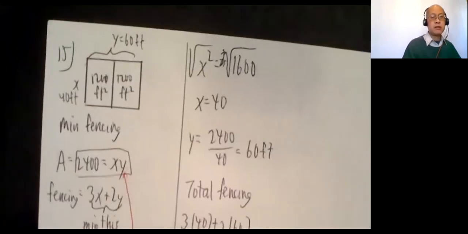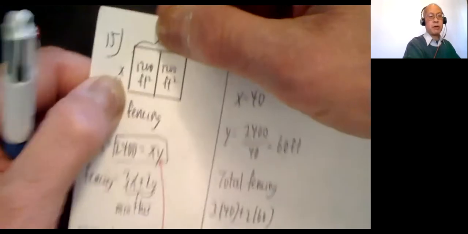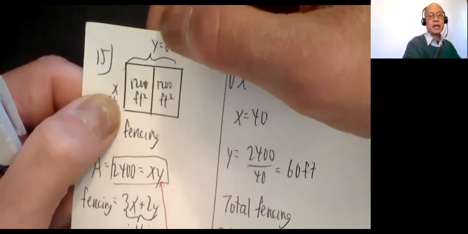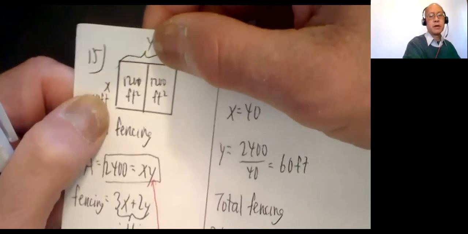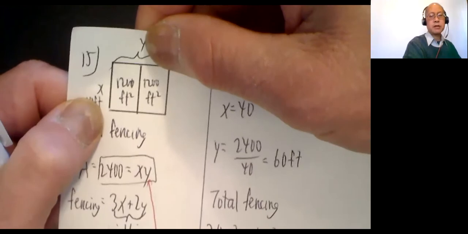All right. So here's the picture. I need you to ignore this temporarily. Those are the answers. But here's the original picture. You have X and Y. 1,200 feet squared for both parts.